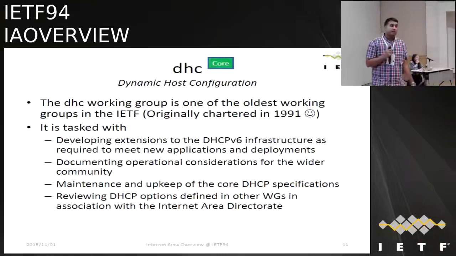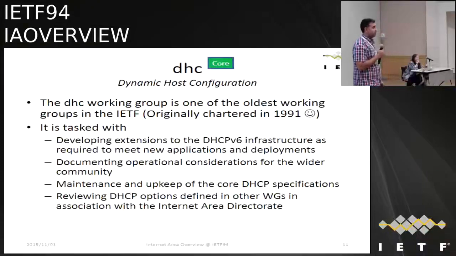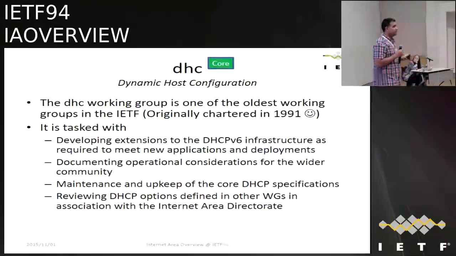So this is probably the oldest group in the IETF. It was chartered in 1991, so it's like 24 years old. We're not always good at closing working groups. When there's a lot of work to do, the working groups just stick around. And since DHCP is the protocol for delivering configuration information, there's always new configuration information to give out. So this working group doesn't die, because there are always people who want to do stuff.